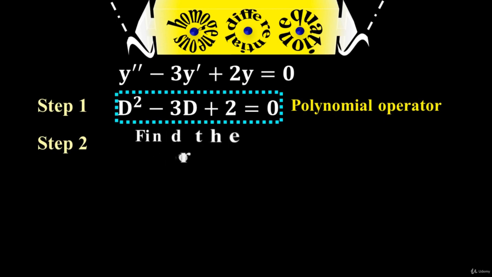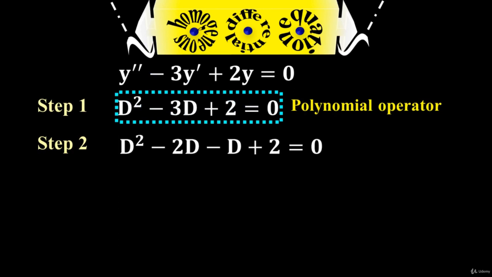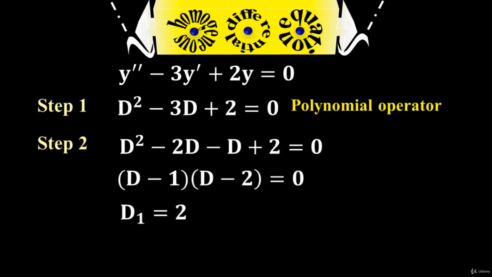Step 2, find the roots of the above equation. Since the above equation D squared minus 3D plus 2 equals 0 is able to be factorized, simply do the factorization method to have D squared minus 2D minus D plus 2 equals 0. Moving ahead, finally we got D sub 1 equals 2 and D sub 2 equals 1. These are the roots that we got in step 2.